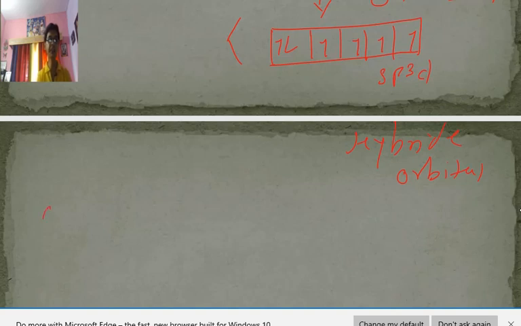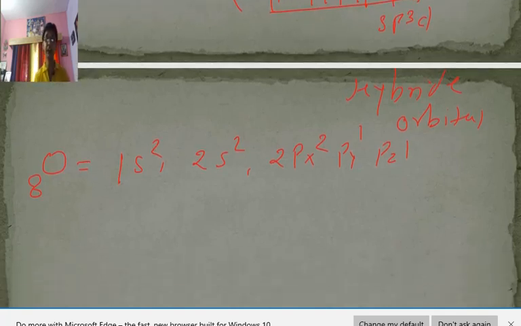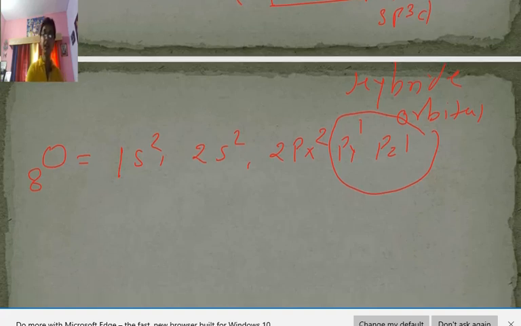Second is oxygen, atomic number 8: 1s2, 2s2, 2px2, py1 and pz1. The first shell carries 2 electrons, the second shell carries 6 electrons. In the 6-electron outer shell, 2s carries 2 electrons, 2px carries 2 electrons, py 1 and pz 1. It means oxygen carries 2 unpaired electrons in the py and pz atomic orbitals. Oxygen is capable of making a double bond.